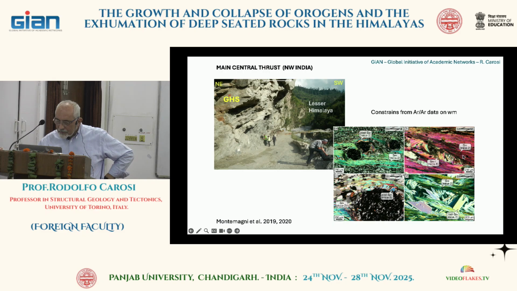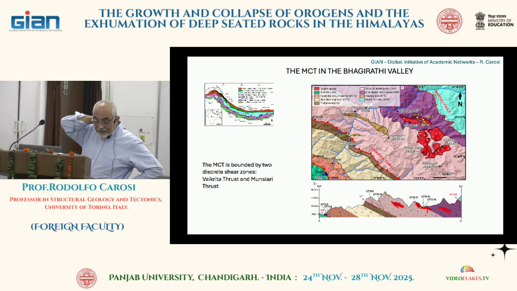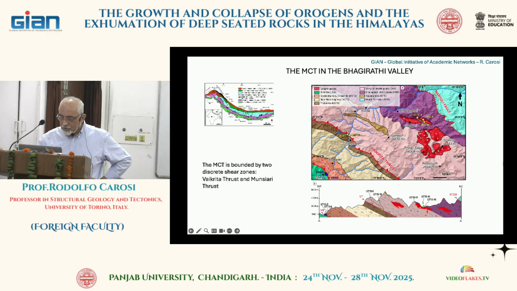We detected mica growing along shearing, and some static mica above the mica growth along the deformation. So we gained the ages of the Main Central Thrust, of the Vaikrita Thrust and the Munsiari Thrust. We are able to date the upper and the lower portion of the thrust. Here, more or less, the Munsiari Thrust is here, the Vaikrita Thrust here, on the way to Gangotri.